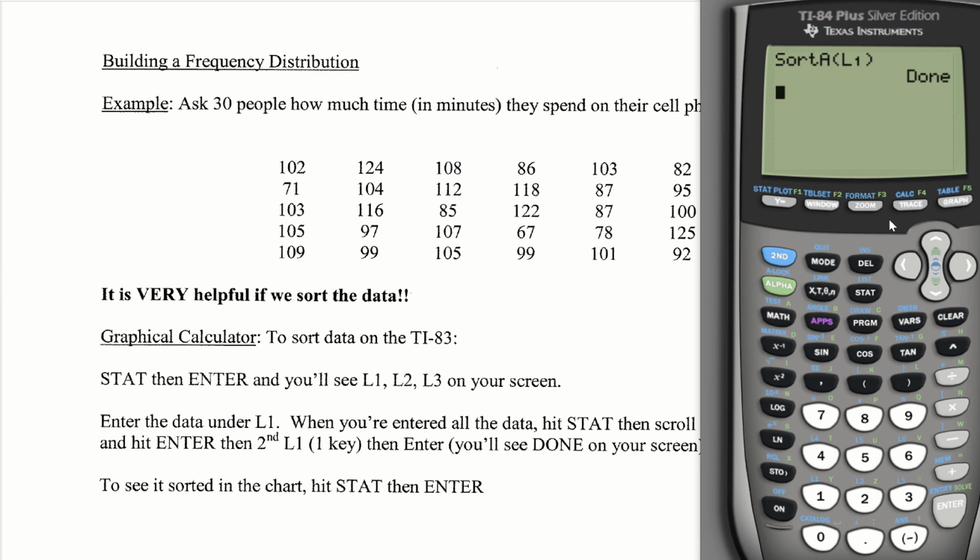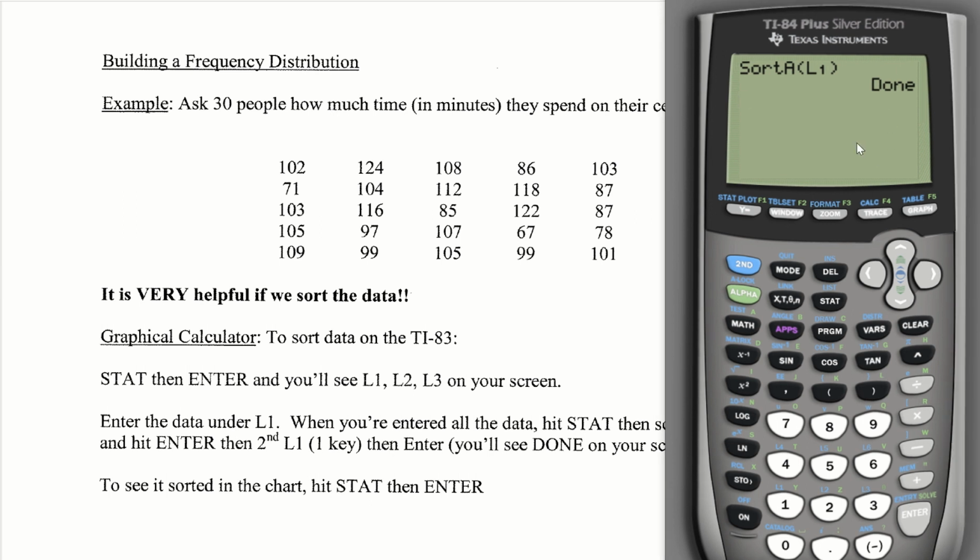It doesn't look like it did a whole lot. It just says Done. But if we go back to Stat and hit Edit, one thing we'll notice is that all 30 of the values we entered are still there, but now they've been sorted into ascending order from smallest to largest.